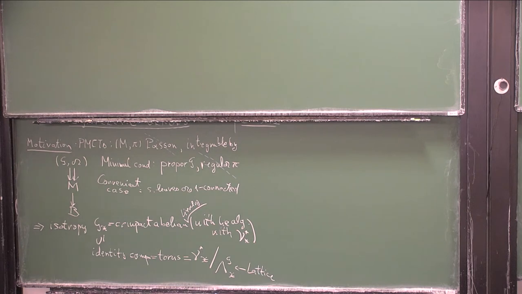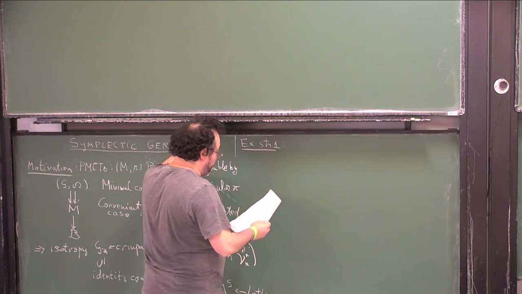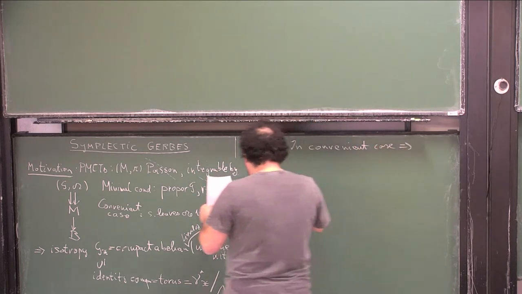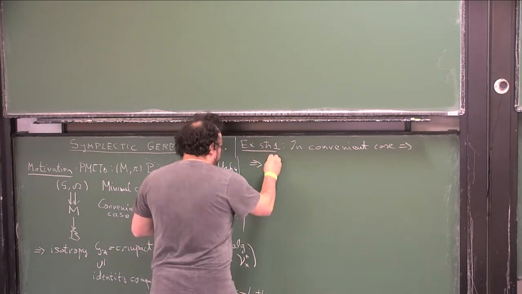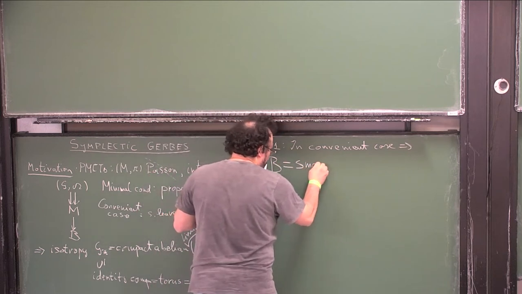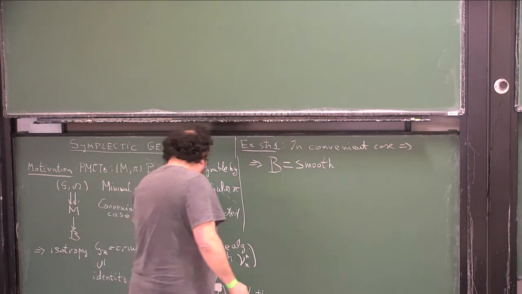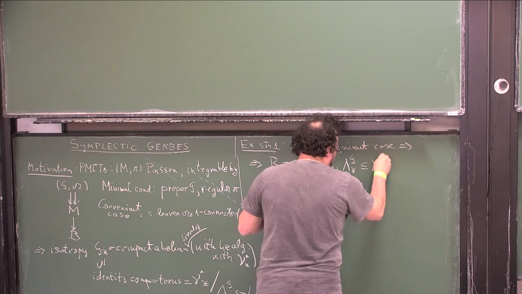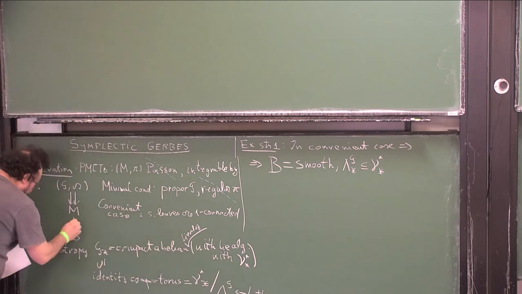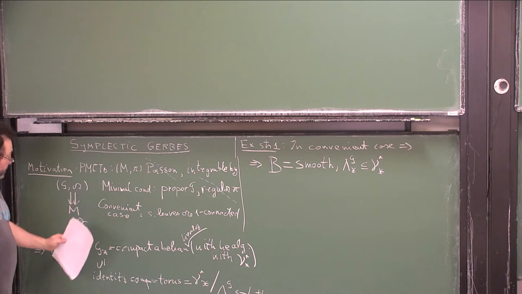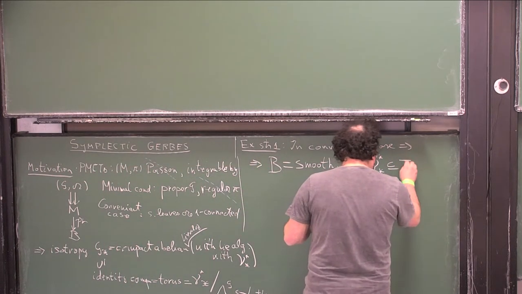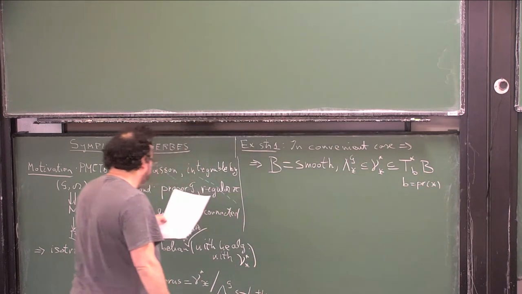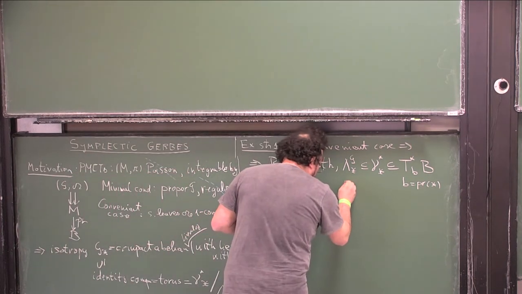So that's what you get in general. So in the example here, what happens in the convenient case? What follows is that B is smooth. So the convenient case implies several nice things, one of them being that B is a smooth manifold. So these lattices Lambda_x inside mu star x, but now the symplectic leaves are the fibers of the projection, so the conormal bundles are canonically identified with the cotangent spaces T*_b B, where b is the base point, the projection of x. And that's actually independent of x, so it only depends on little b.